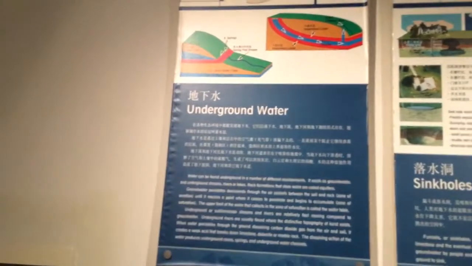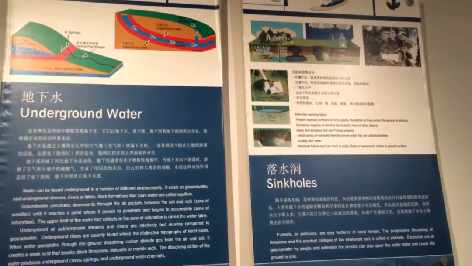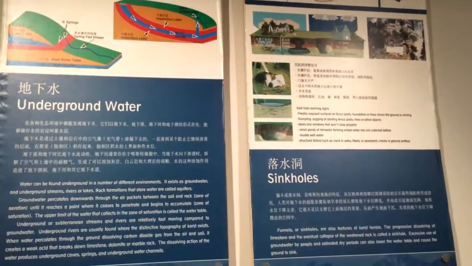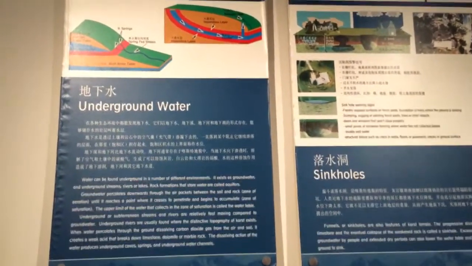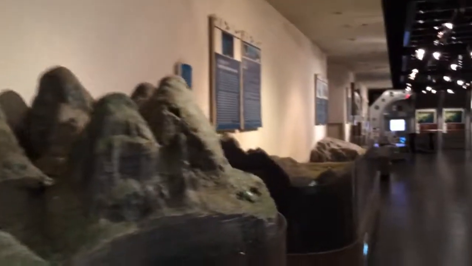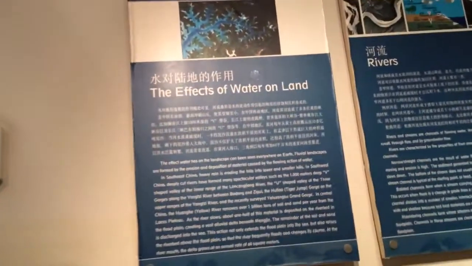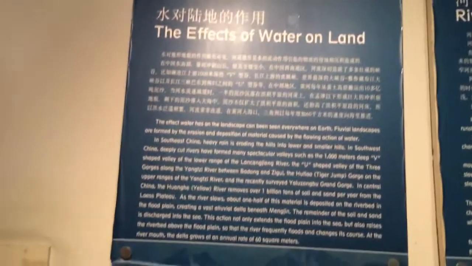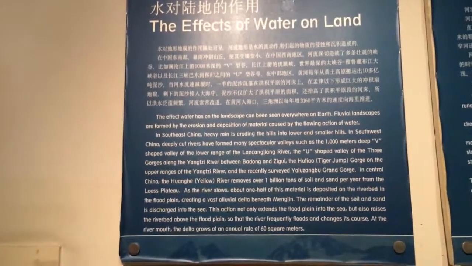Cave formations, underground water, and sinkholes. Carbonic acid. The water combines with CO2 to become carbonic acid, which forms a weak acid, the same as soda. And when it gets down into limestone, it wears it away, just like soda wears away your teeth. Although that's more from the sugar and the bacteria, but somewhat from the seltzer. That's why I shouldn't drink seltzer water all the time.